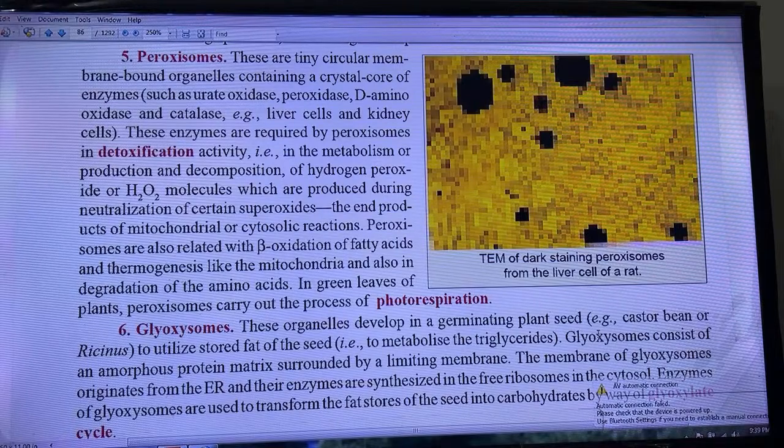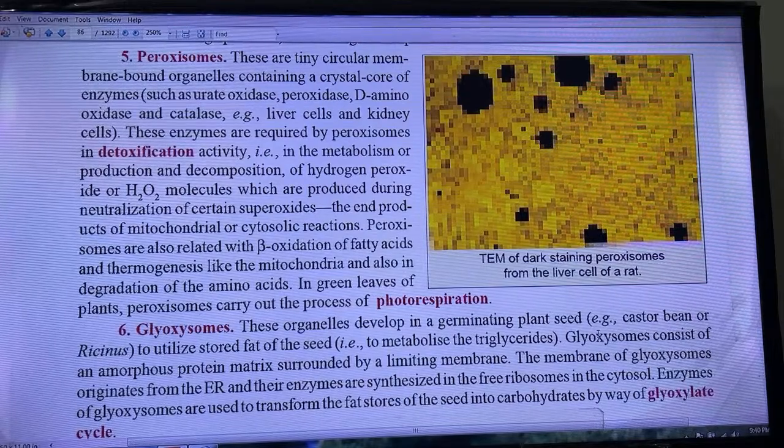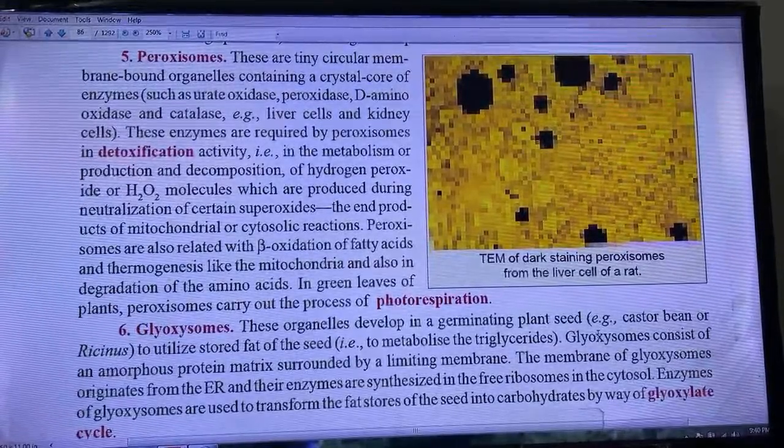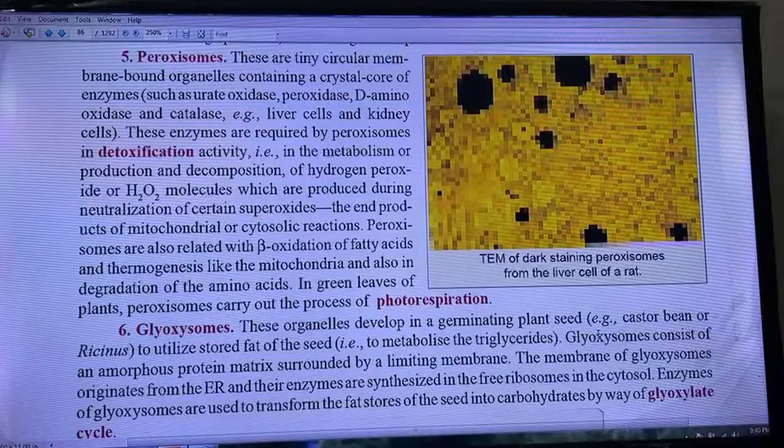These enzymes are required by peroxisomes for detoxification activity in metabolism, and for production and decomposition of hydrogen peroxide, H2O2 molecules, which are produced during neutralization of certain superoxides, the end products of mitochondrial or cytosolic reactions. Peroxisomes are also related to beta oxidation of fatty acids and thermogenesis like the mitochondria, and to degradation of amino acids. In green leaves of plants, peroxisomes carry out the process of photorespiration.